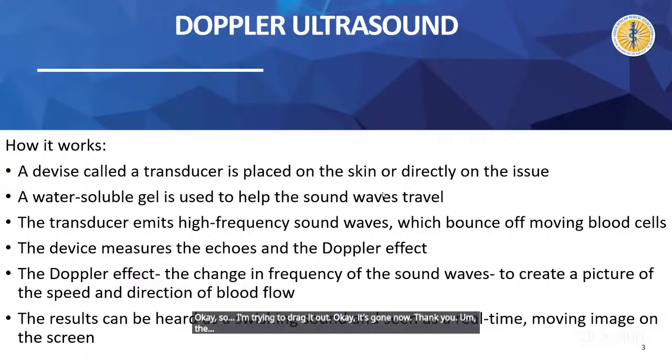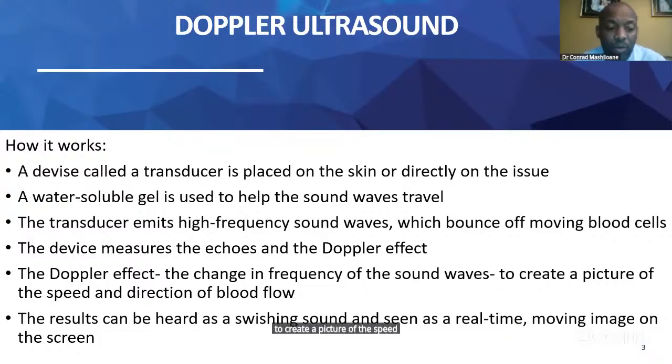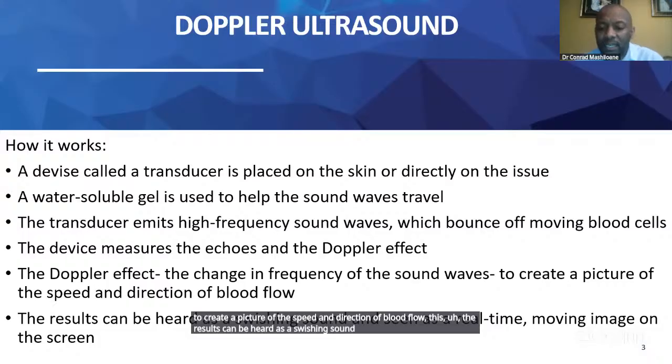So the device measures the echoes and the Doppler effect. The Doppler effect basically is a change in frequency of sound waves to create a picture of the speed and direction of blood flow. The results can be heard as a swishing sound and seen as a real-time moving image on the screen.